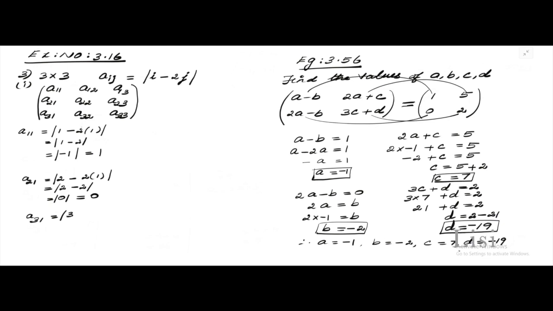And A31: determinant of 3 minus 2 into j is 1. It is equal to determinant of 3 minus 2 ones are 2. Now the difference between 2 and 3 is 1. The greater number is 3, it has a sign plus. So it is plus 1. It is equal to 1.